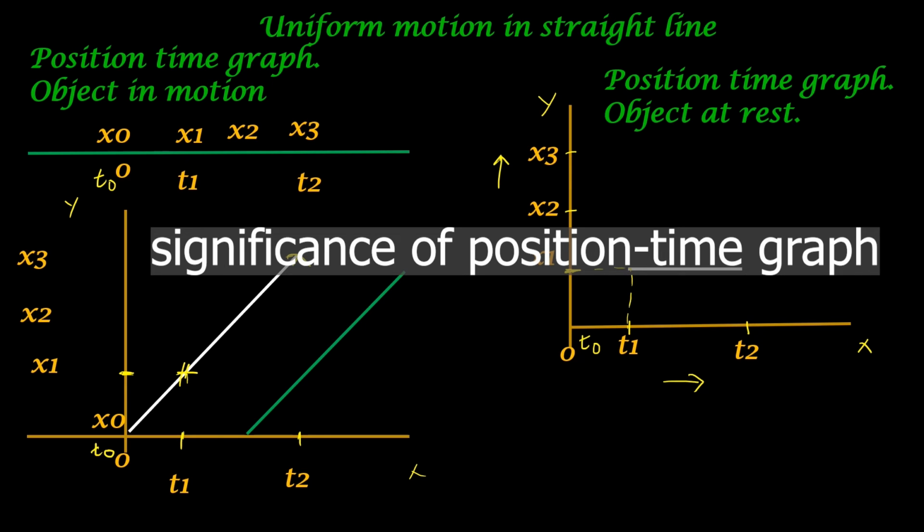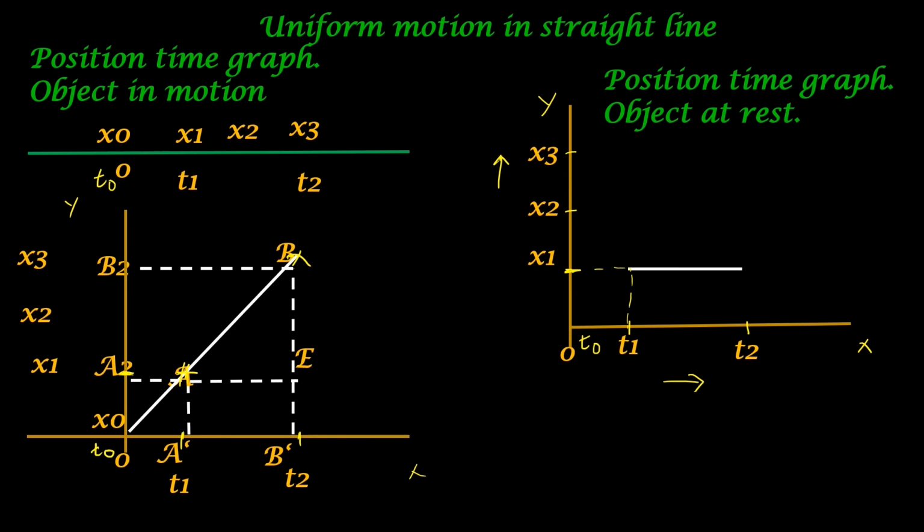Now we will pass on to discuss the significance of plotting this position time graph. For that, I will develop this diagram like this. I have made some markings here. A dash corresponds to time t1 and B dash time t2. A2 and B2 correspond to position of the object at t1 and t2 respectively. Let us take this angle as theta.